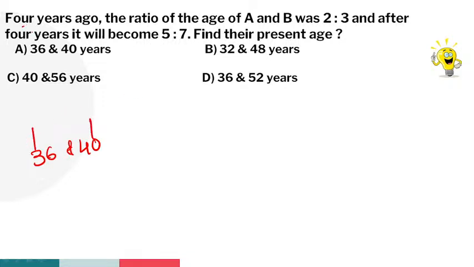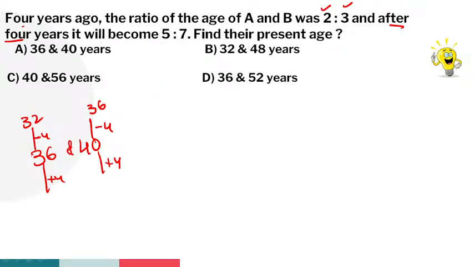Right. 4 years ago. Ago means minus. Okay. Next. After 4 years. Look at the screen, guys, and carefully. 36 minus 4, 32. 32 is a multiple of 2. Yes. Next. 40 minus 4, 36. 36 is a multiple of 3.